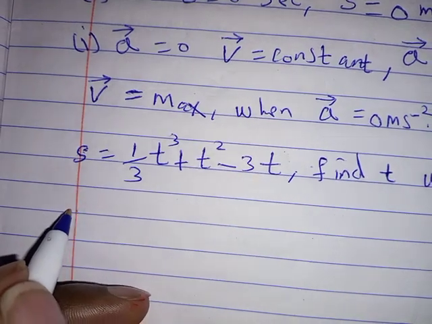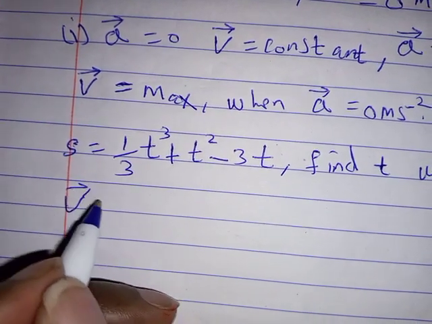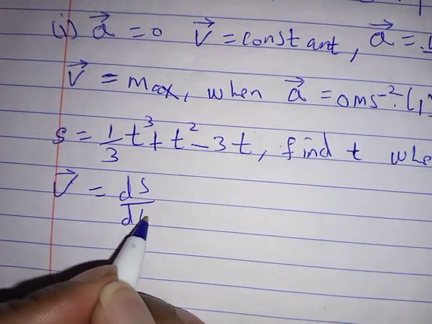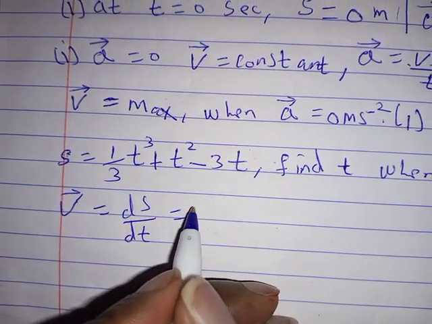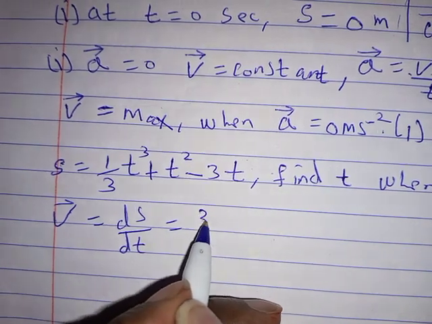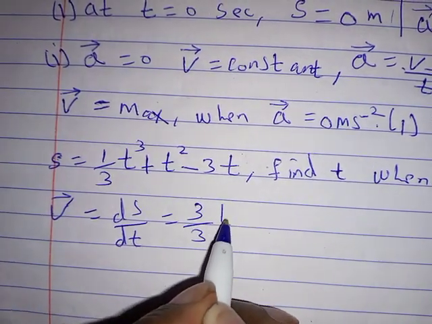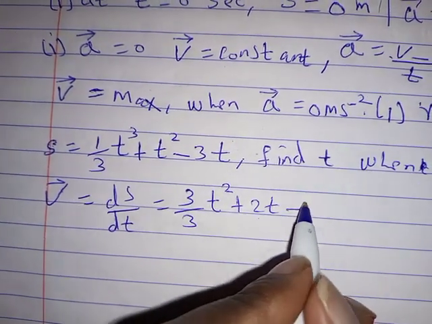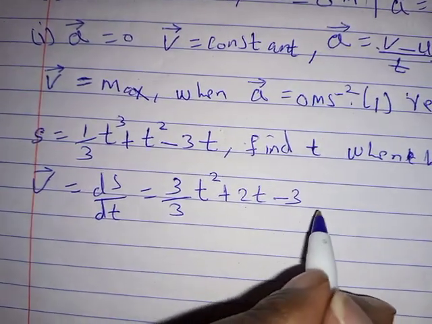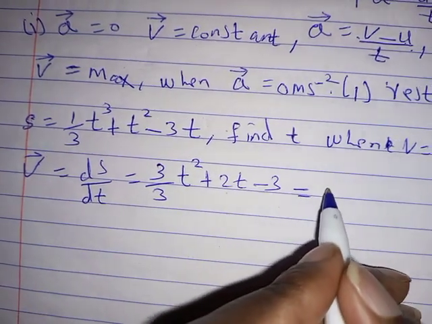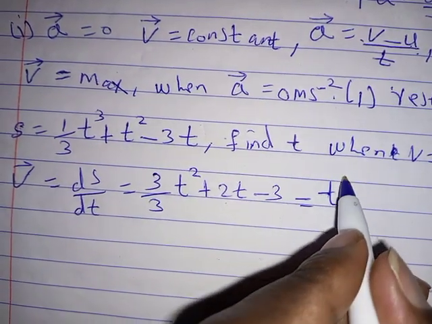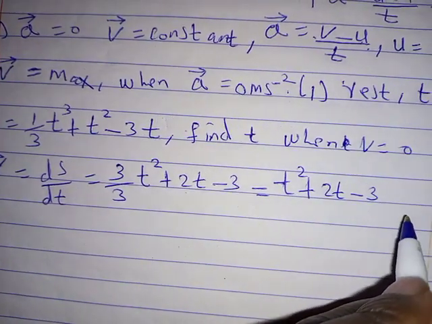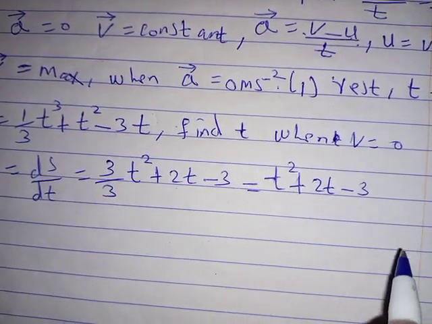So first of all, to get v, v is given by v is equal to ds over dt. So we differentiate this. This one will give us 3 over 3 t squared plus 2t minus 3. Of course, this is the same as, 3 and 3 will cancel, and you are going to have t squared plus 2t minus 3.